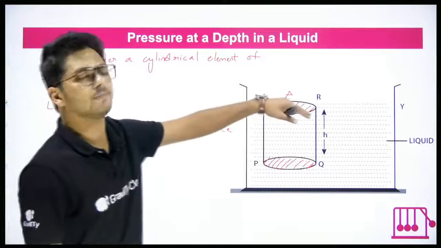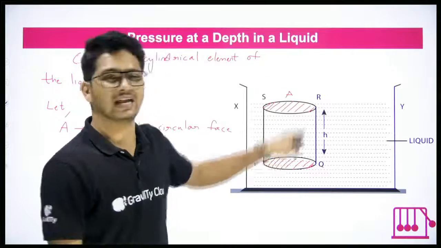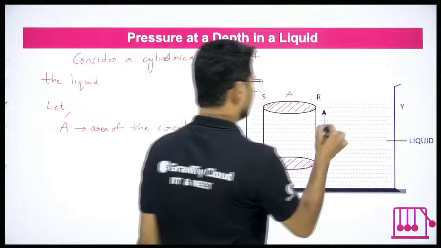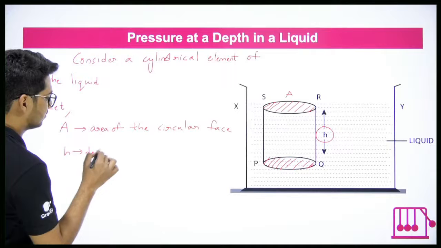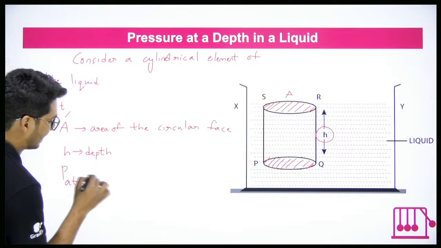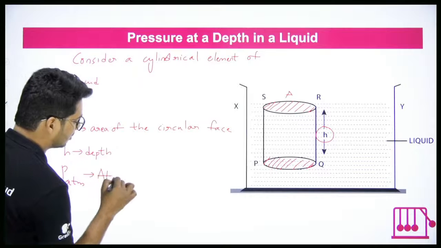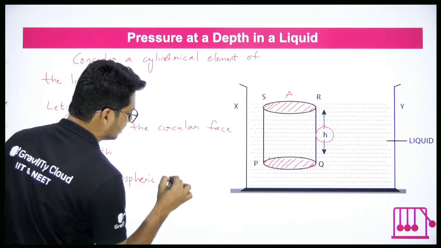And here at the top, there is what? It's the surface, and this other surface is at a depth h. So what is h? h is the depth. And let's say P atm is the atmospheric pressure.